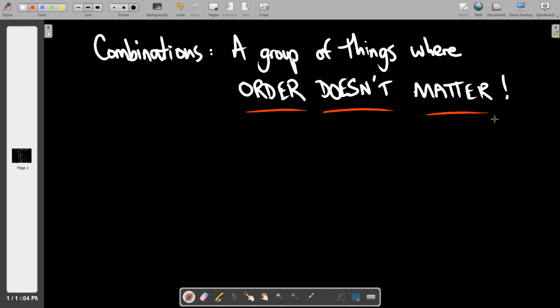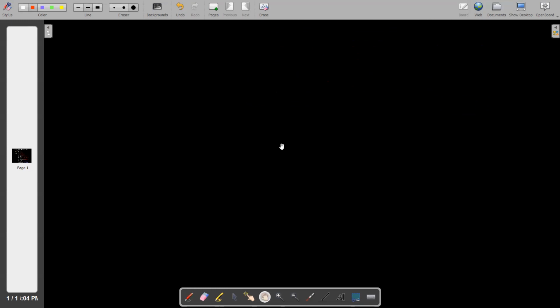So a combination is a group of people or items or cards or numbers or letters or anything that you can select from a larger group where you don't care about the order. Let me give you an example of something like that. So here's an example of a combination. Let's say you had the letters A, B, C, D, and E, and you put them on maybe like a card or something like that. Like you have 5 different cards.